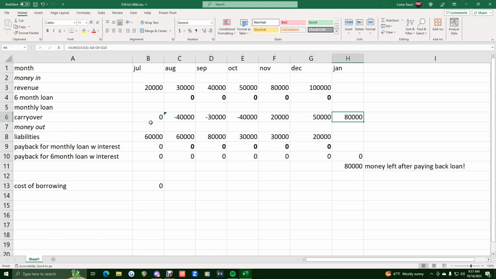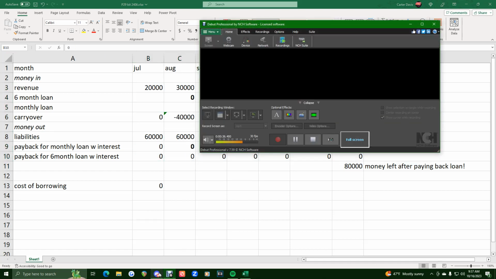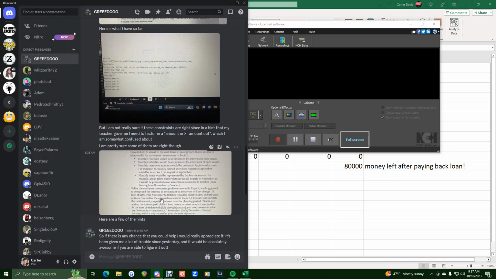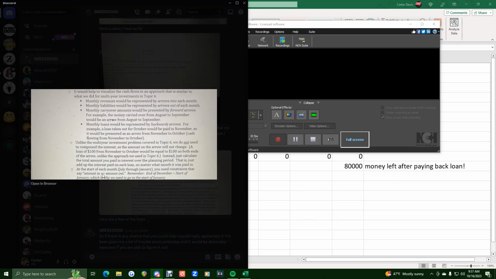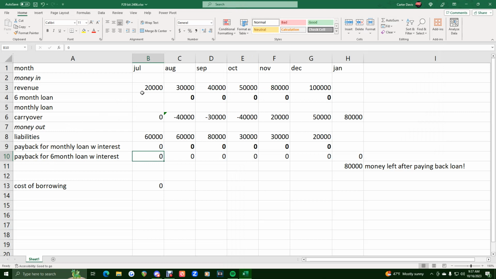It's very important that the carryover is greater than or equal to zero each month. In other words, the money in minus the money out has to be greater than or equal to zero. That's another way of describing what they said in the hint, where the amount in has to be greater than or equal to the amount out. I said it as amount in minus amount out has to be greater than or equal to zero. Same thing.